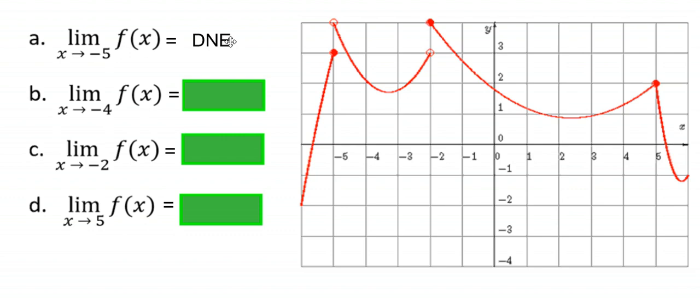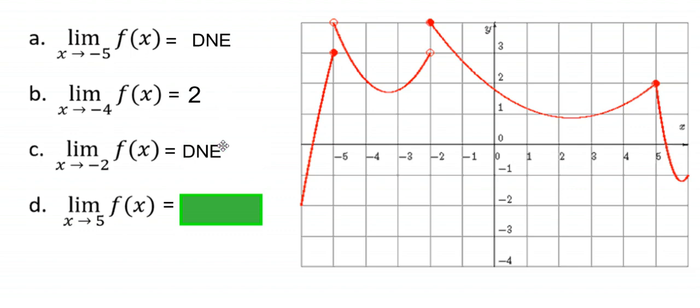Not the same thing for -4. With -4 from the left, we're approaching 2. And from the right, we're also approaching 2. I know it's like 2.1 something. We're just going to say 2. Now for the limit of this function as x approaches -2, once again, the values coming from the left and coming from the right are different, so the limit doesn't exist.